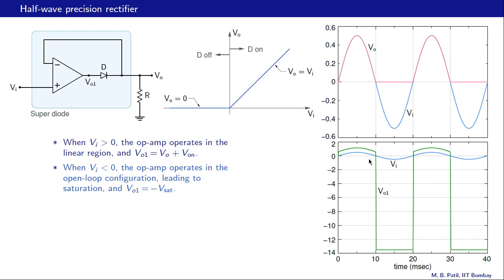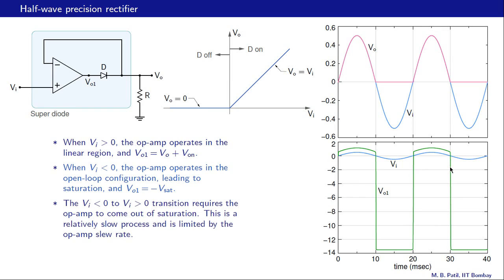So in this region, the op-amp is operating in the linear region. Here it is in saturation region, linear region again, and so on. So this transition from negative values of Vi to positive values of Vi requires the op-amp to come out of saturation. For example, here the op-amp is in saturation, here it is in linear region. So at this point, the op-amp has to come out of saturation, and VO1 has to go from minus Vsat to whatever that is. Now this process is relatively slow, and it is limited by the op-amp slew rate, and this is a problem because this process is slow, and therefore we cannot operate this circuit at high frequencies.